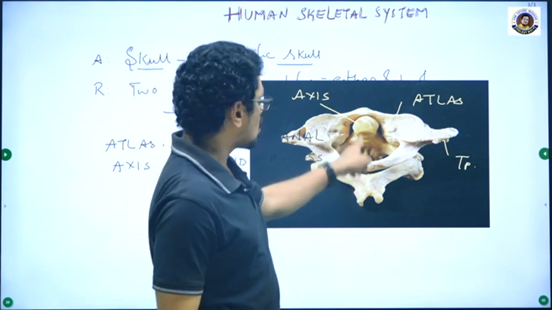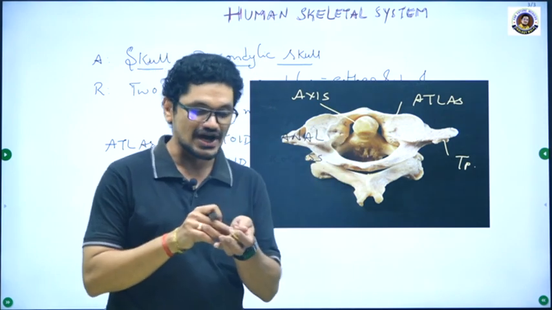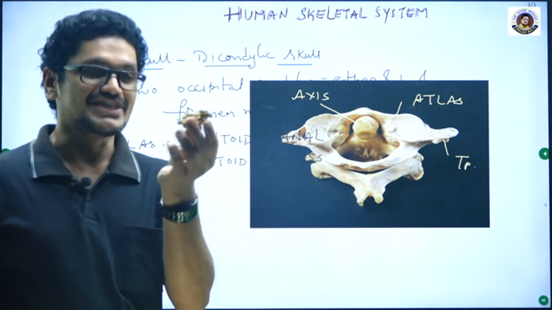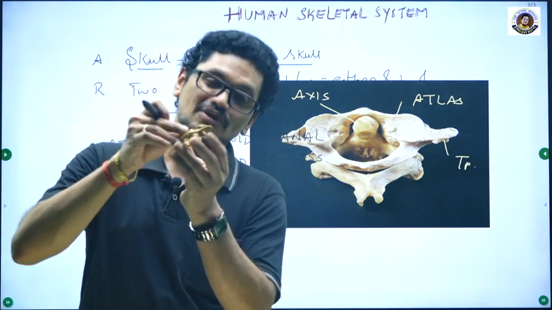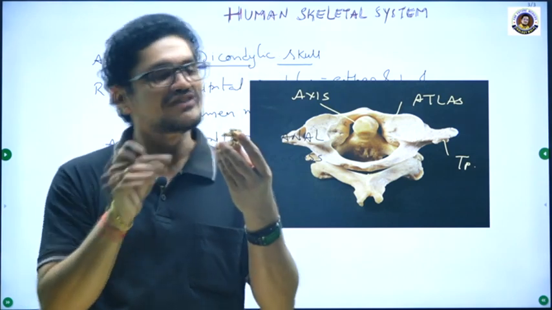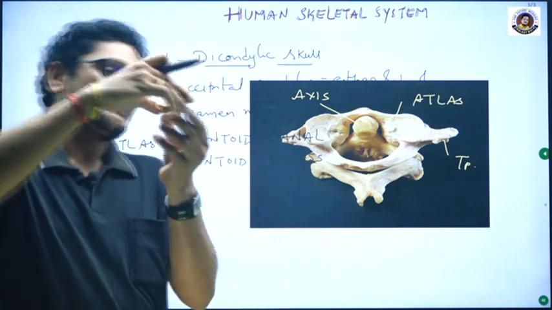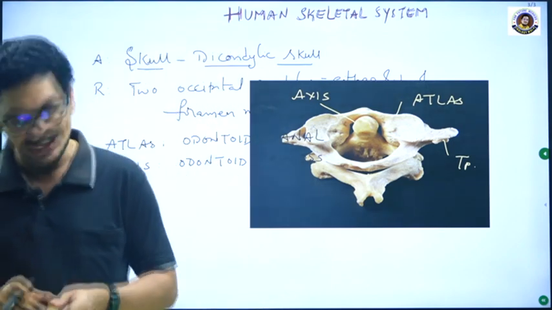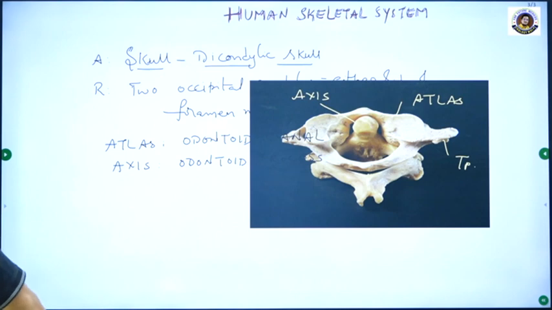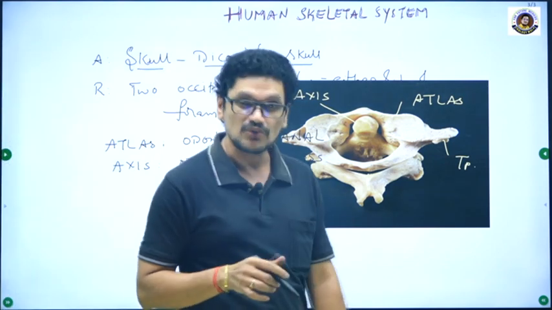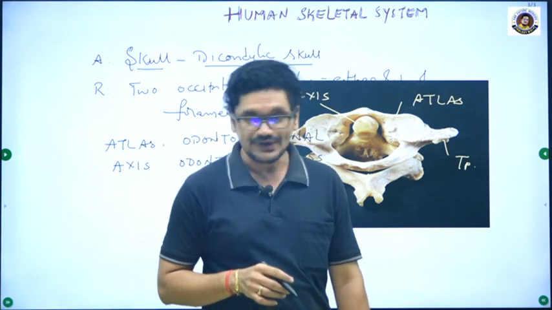Atlas and axis join to form the atlanto-axial joint. So, this is the best pair in the skeletal system, born for each other, made for each other also. They are looking very beautiful for my eyes. See this, atlas and axis combined to form the atlanto-axial joint. This joint is also called a pivotal joint. What is a pivotal joint? P-I-V-O-T-A-L. I will explain the pivotal joint, which is also called rotataria.